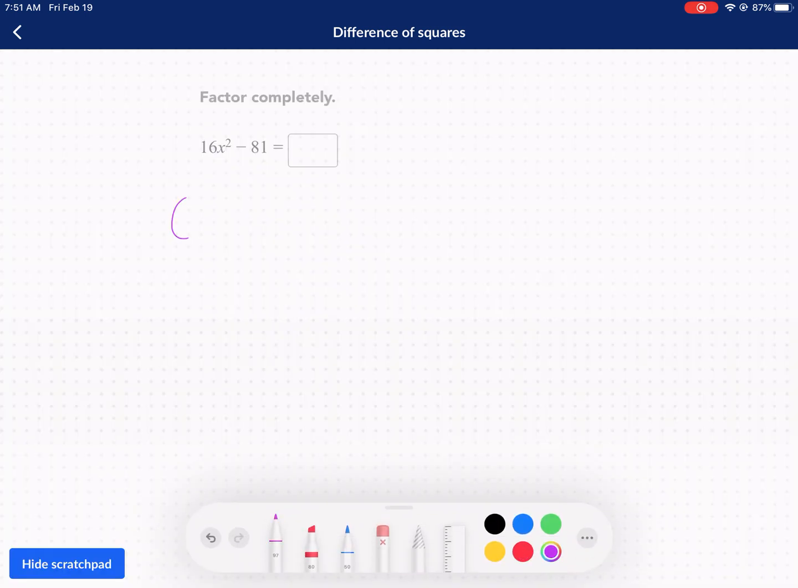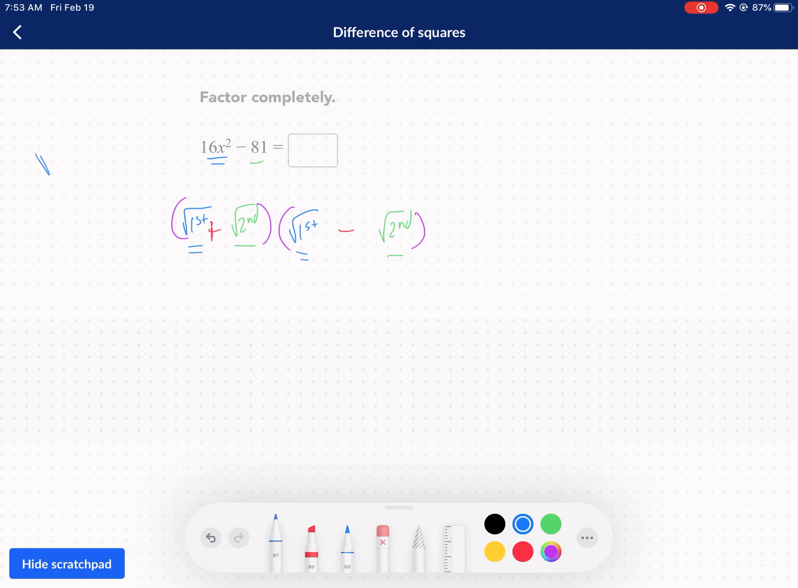We learned in the other video that the basic format for difference of squares is you're going to take your first term, square root it, and put it into the first slot in both parentheses. You're going to take your second term, take the square root of that, and put it in the second slot of both those parentheses. Okay, and you're going to make one positive and one negative inside the parentheses. And that's all there is to it.